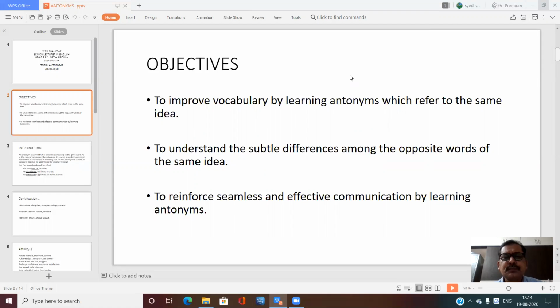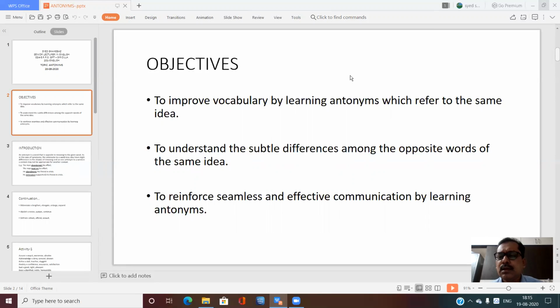The first objective is to improve vocabulary by learning antonyms which refer to the same idea. An antonym doesn't mean the exact opposite, but an opposite word that refers to the same idea as the word given. Second objective, to understand the subtle differences among the opposite words of the same idea.